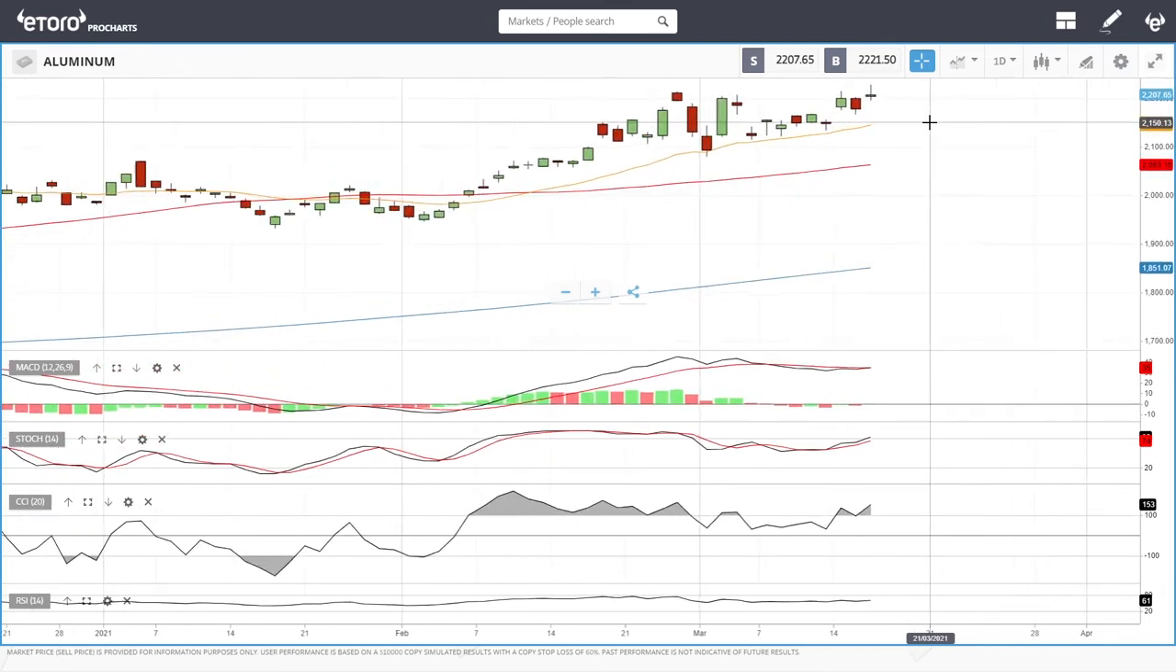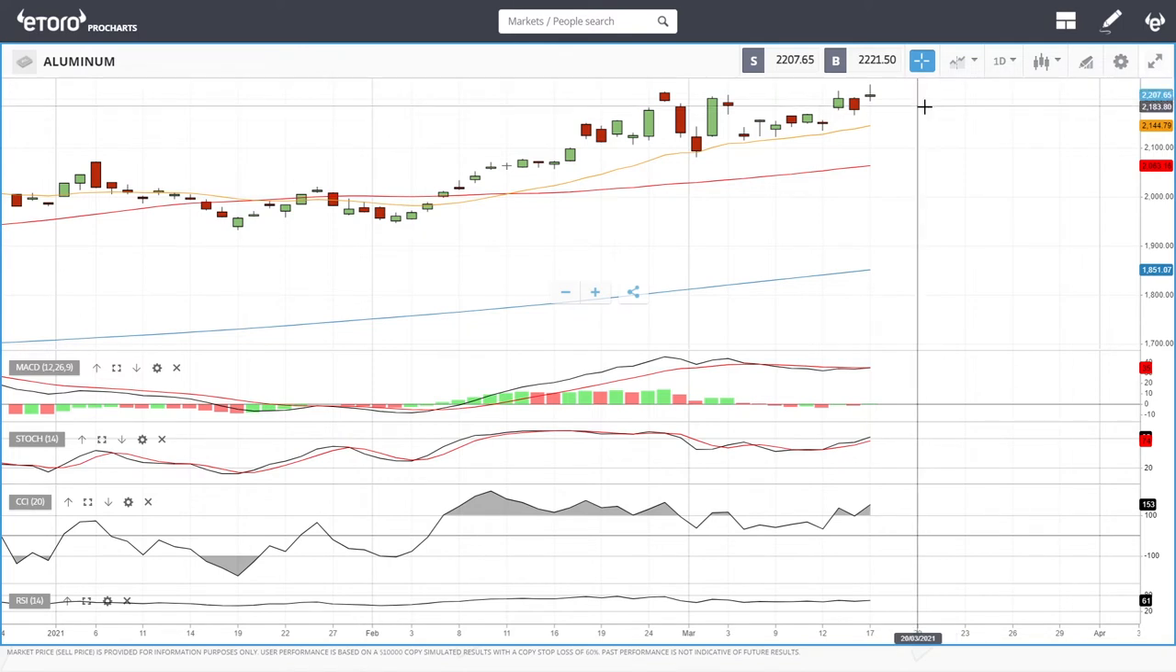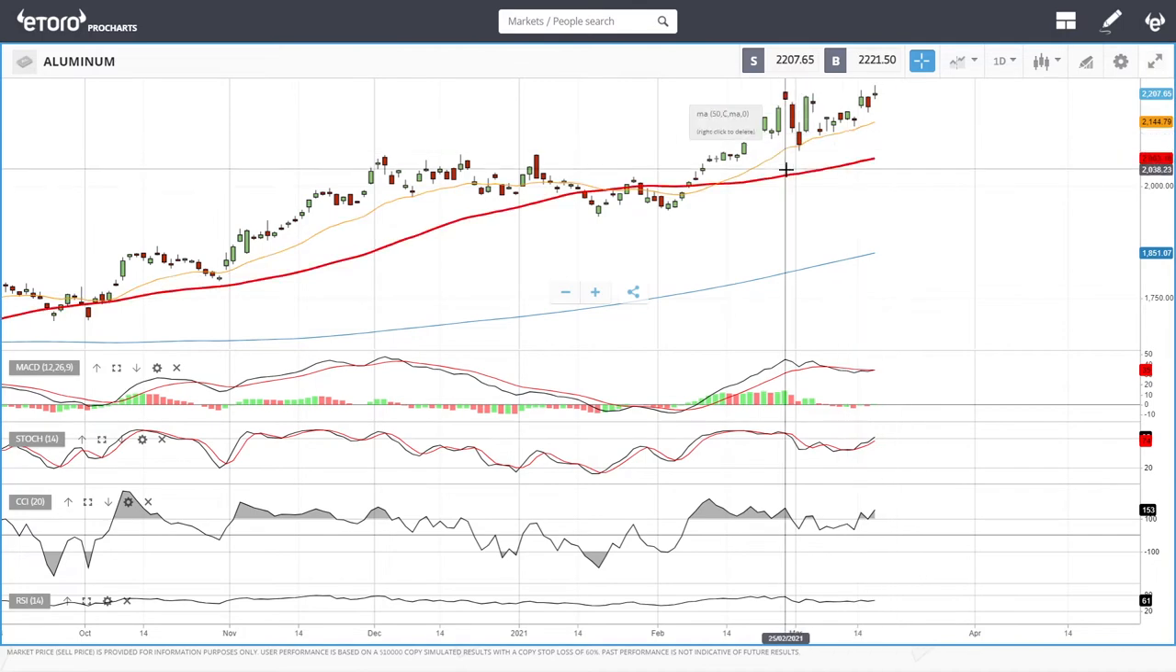So aluminium also rallied towards higher levels here at give or take 22.26, and then broke down. And now we're trading at 22.07. Technical indicators, they are all very bullish at this point. There is still a lot of room to the upside, but this has been all over the place for the last few weeks. So gapping up, gapping down, gapping up, and nearly untradeable.